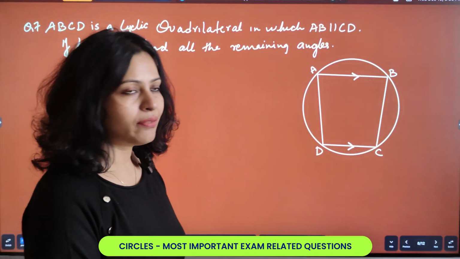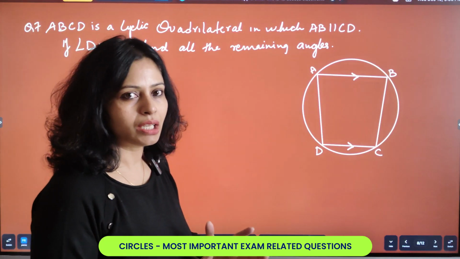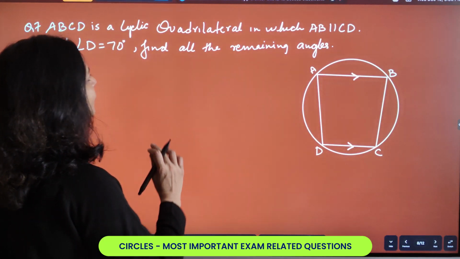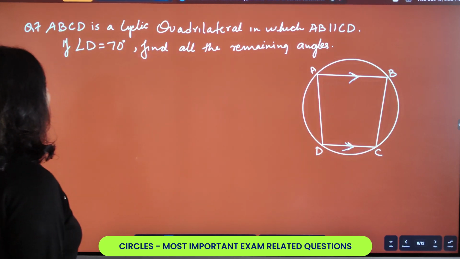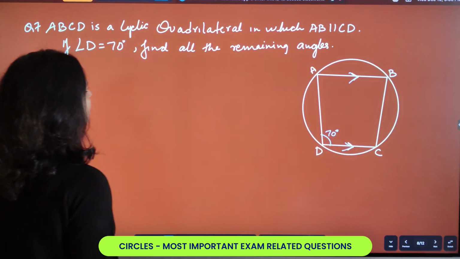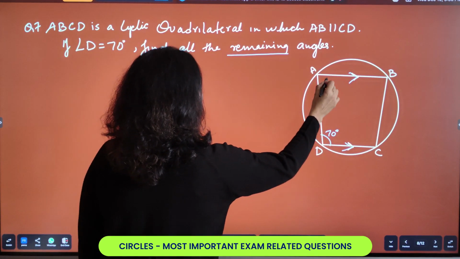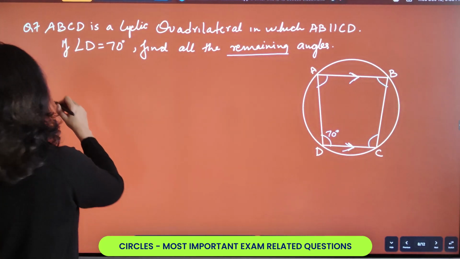Now coming to the 7th question. ABCD is a cyclic quadrilateral. Again we have a cyclic quadrilateral question in which AB is parallel to DC, and angle D is given as 70 degrees. They are asking you to find all the angles. We need to find angle A, angle B, angle C, all the angles. So how do we solve this?